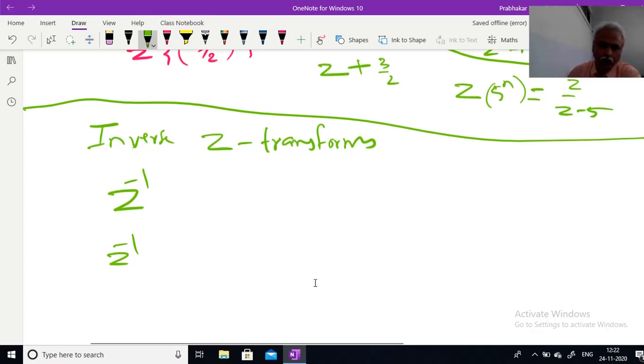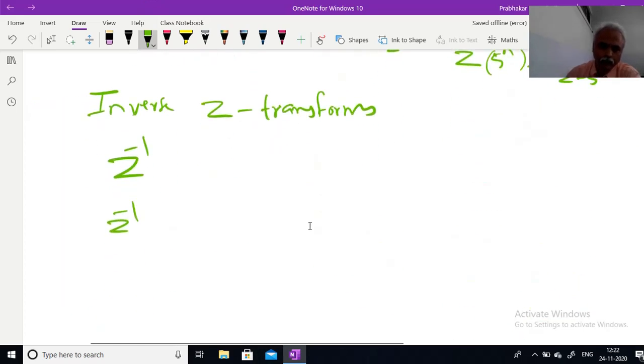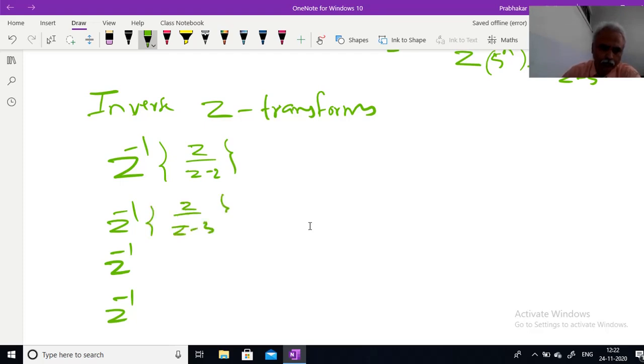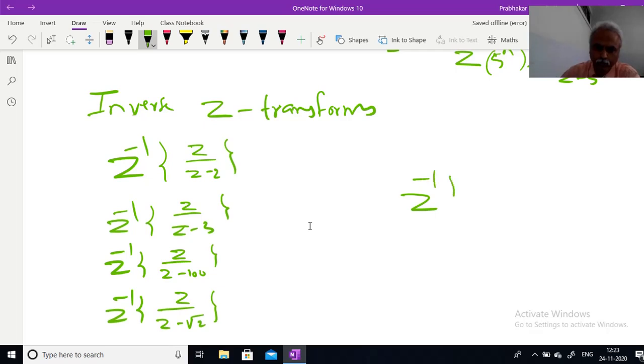We are having fresh memory of whatever z transform we have learned now. So z inverse of some 4 to 5. Z inverse of z upon z minus 2, z upon z minus 3, z upon z minus 100, z upon z minus root 2, z inverse of z upon z plus 6.